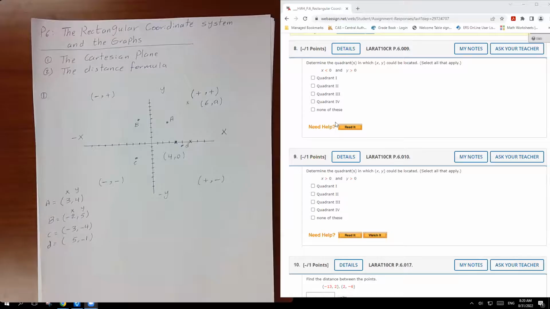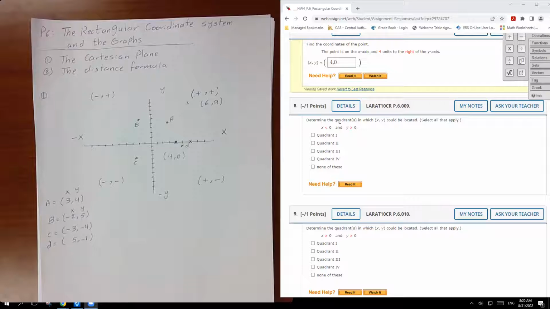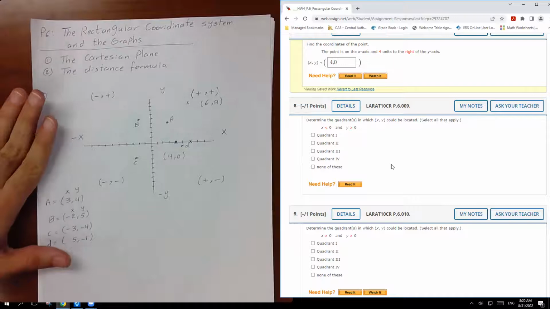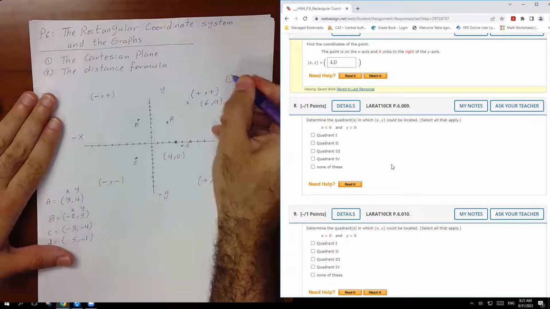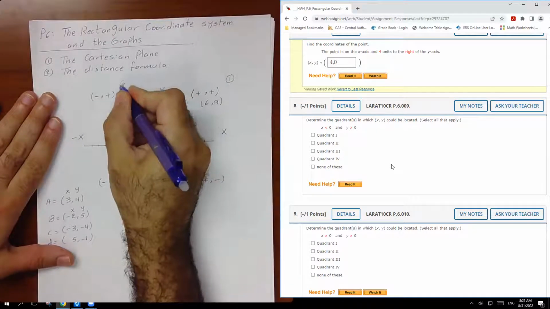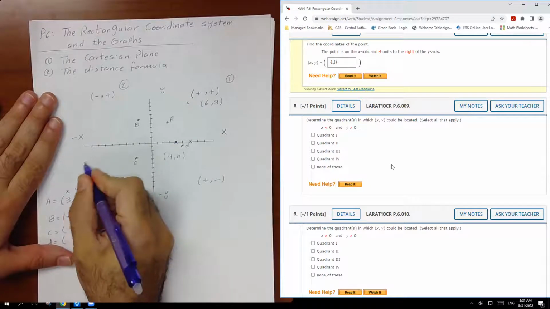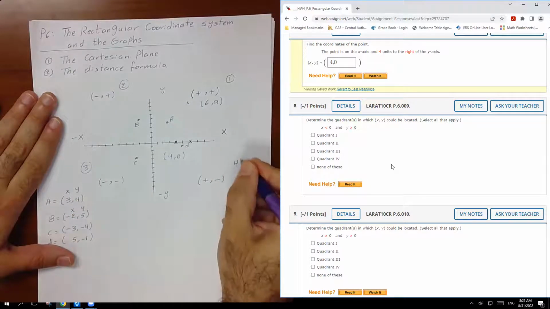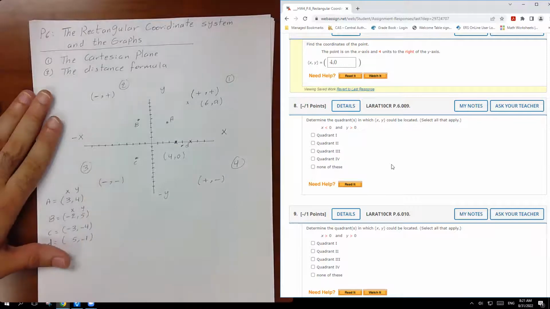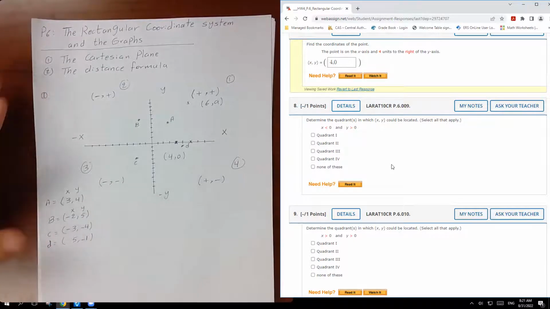So let's solve example 8. Determine the coordinate in which x, y could be located. So here are the options. They're going to ask you to find where the coordinate for this point is. It's going to be the coordinate 1, 2, 3, 4, or none of these. So we already know this is the first coordinate. This is the second one. This is the third one. And this is the fourth one. So always 1, 2, 3, 4. So let's see where the coordinate for this point is.